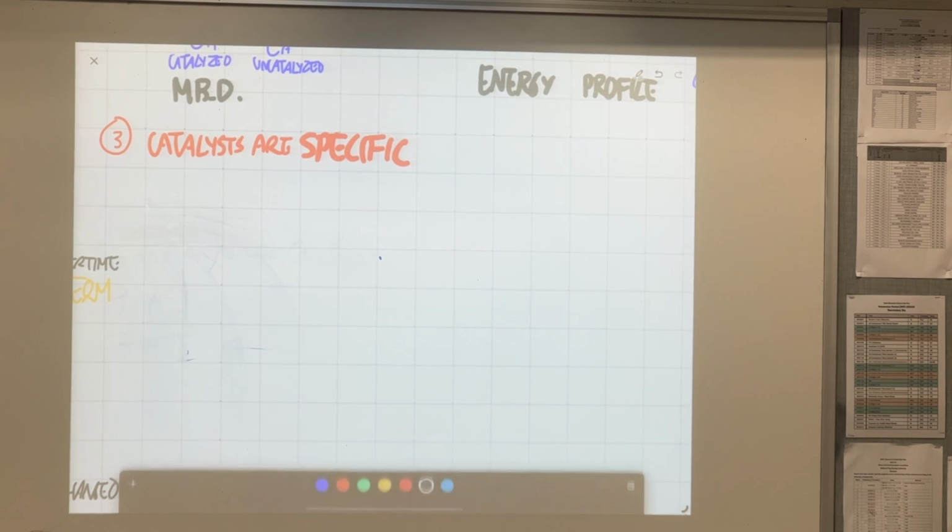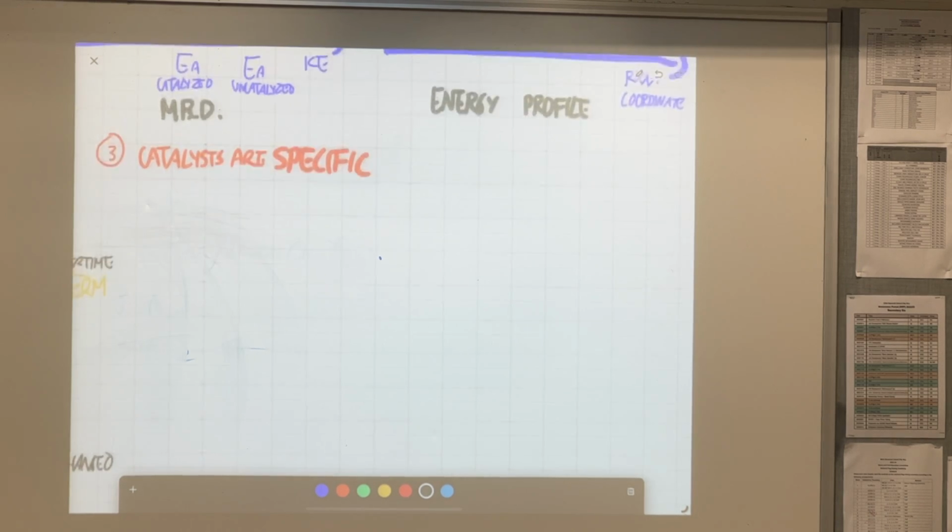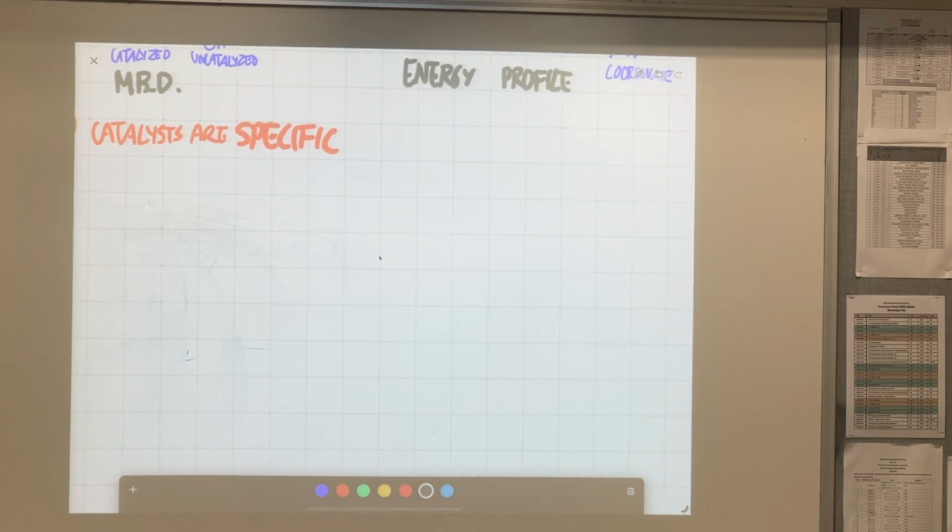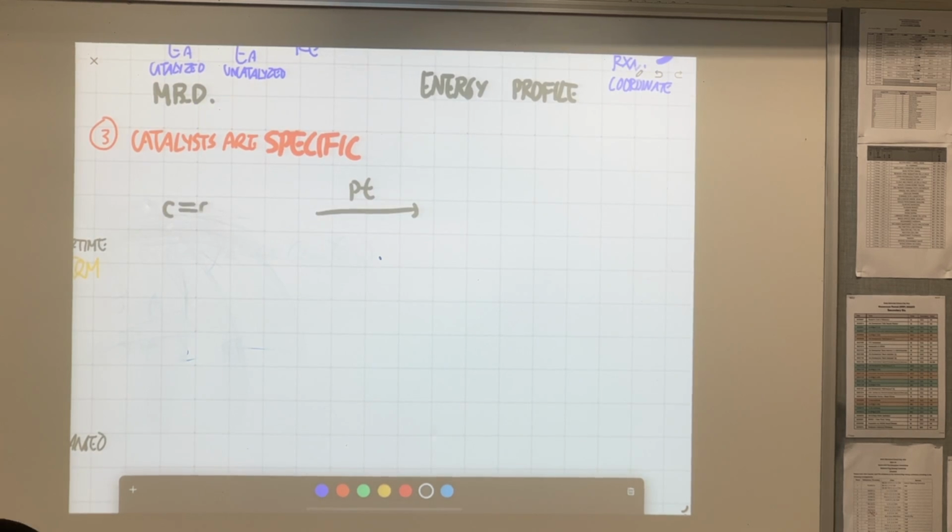LiAlH4, that's not a catalyst. That's a reducing agent. Maybe I will start first. Just like Ritika just mentioned, it is platinum. What is the reaction that involves platinum? Addition. Alkenes plus hydrogen. This is hydrogenation. Yes, hydrogenation.